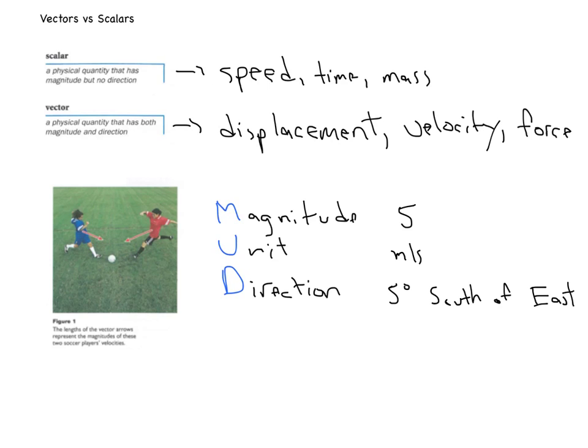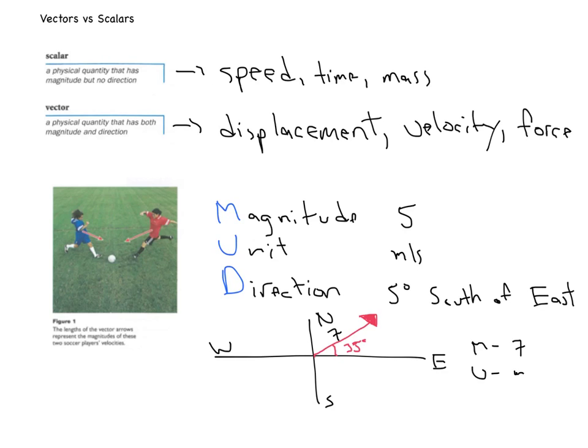So I'm going to talk about this direction here for a second with a vector. How do I know 5 degrees south of east? Let's say, for example, that we had this vector, which is of this length. The magnitude we could measure with a ruler, or I could just give it to you. So I'll tell you the magnitude of this is 7. And it's a velocity. So the magnitude would be 7. The unit would be meters per second.